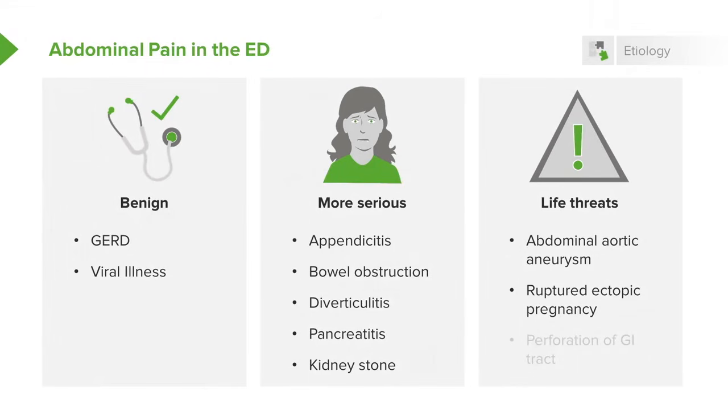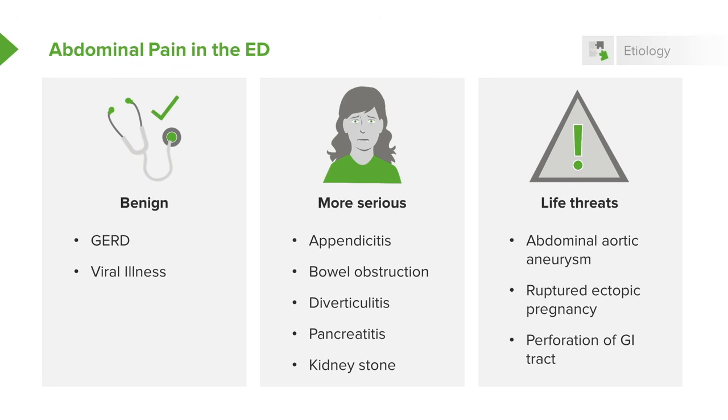A ruptured ectopic pregnancy also poses significant challenges. Perforation of the GI tract, that's something that requires emergent surgical intervention. The patient needs to go to the operating room emergently. So when we're thinking about patients who come into the emergency department with belly pain, we have to be thinking about this whole spectrum of things.